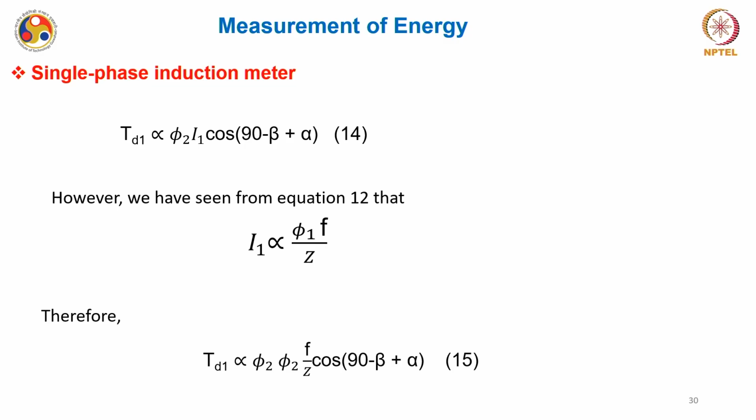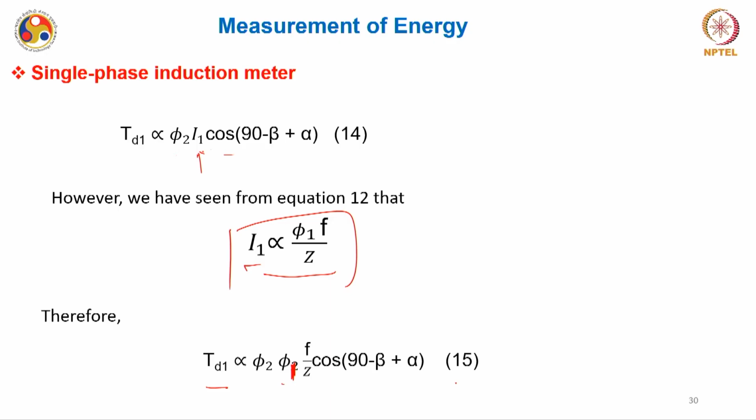So TD1 can be given as TD1 proportional to phi 2 into I1 into cos 90 minus beta plus alpha. However, we have seen from equation 12 that I1 is directly proportional to phi 1 f by z. And if we replace this I1 in equation 14 with this value of I1 from equation 12, we get TD1, the average torque, equal to phi 2 into phi 1 into f by z cos 90 minus beta plus alpha, and I am calling this equation 15.